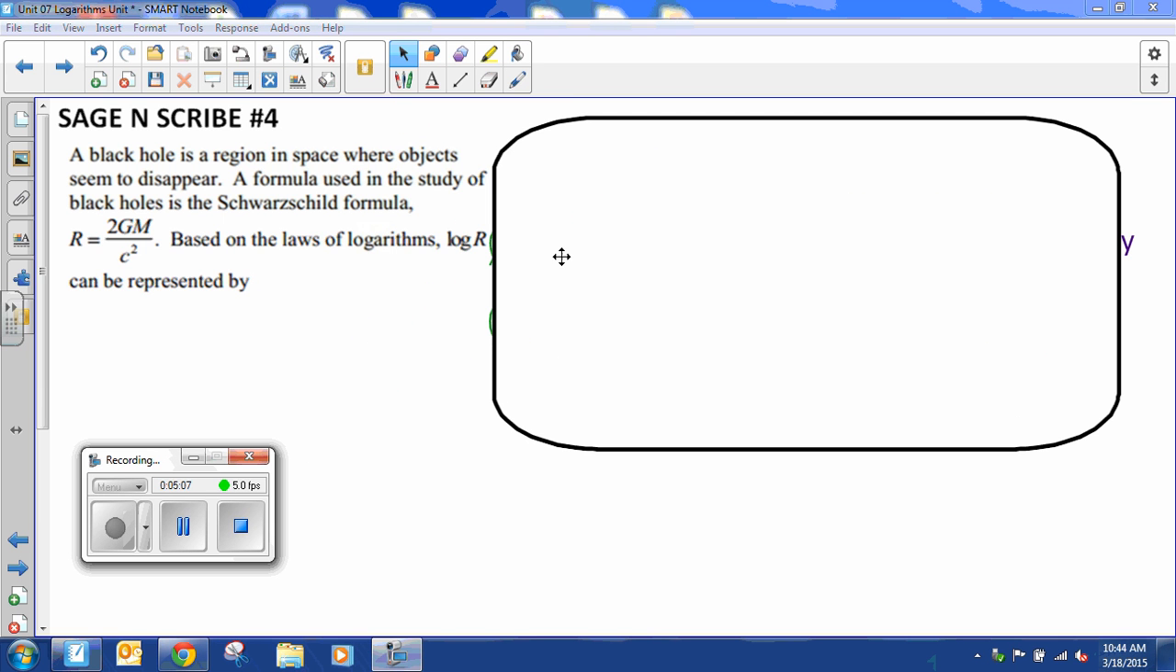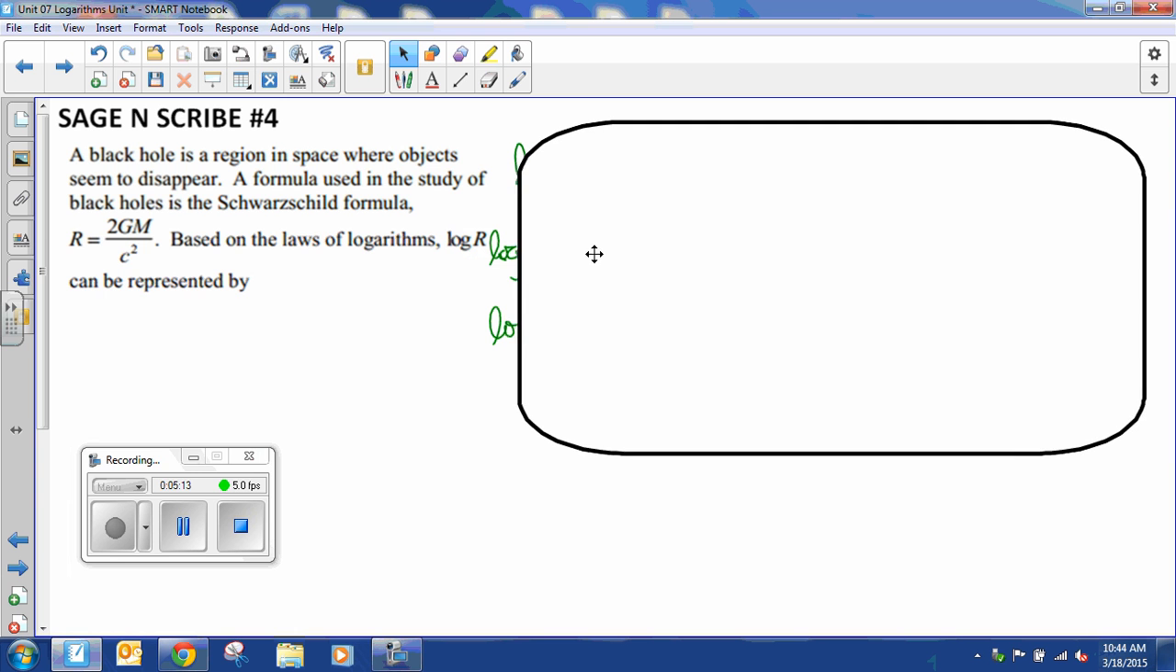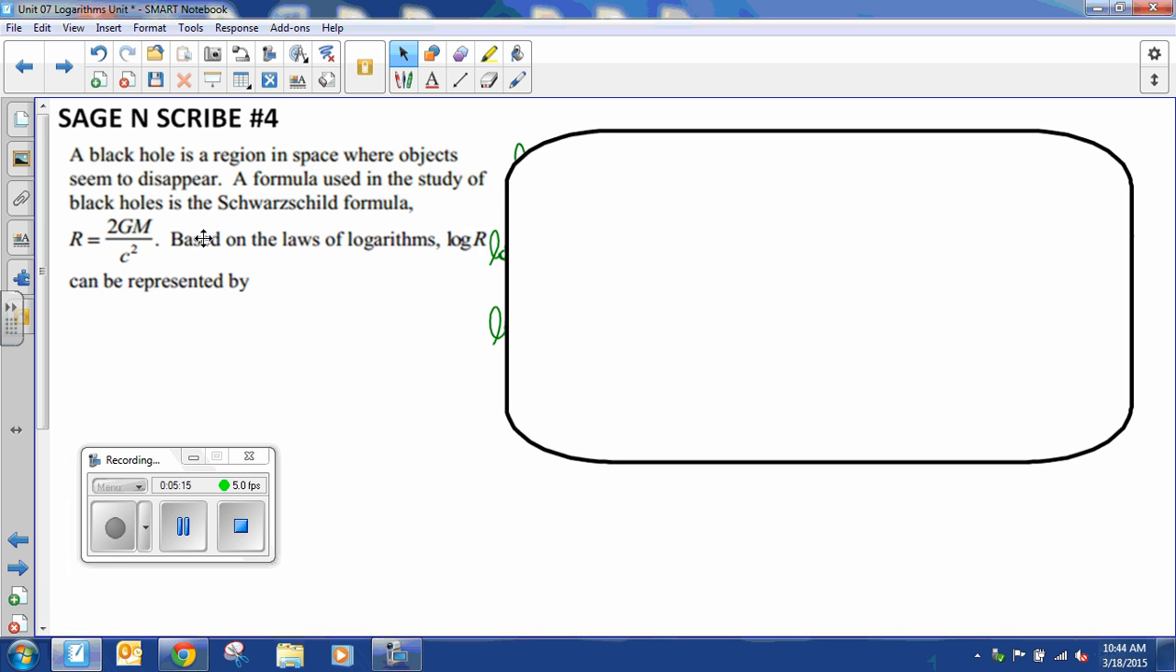And finally, here is the last one of the day. It's another one: based on the laws of logarithms, log r can be represented by what? So this right here, a black hole is the region in space where objects seem to disappear. A formula used in the study of black holes is the Schwarzschild formula. R equals 2gm all over c squared.